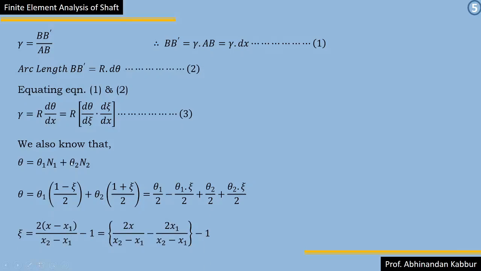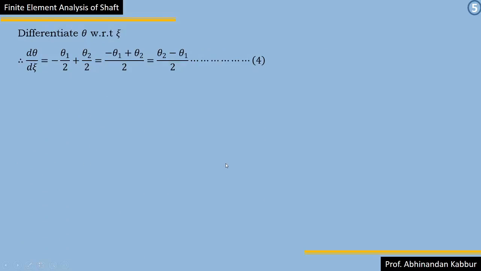Similarly, we know the relation between local coordinates and the global coordinates. When I simplify by taking this 2 inside the bracket and applying LCM to both the terms separately, I am going to get this. Now what I need to do is differentiate this theta with respect to zeta, so that I'll get the first term here, so that I can substitute. Similarly, this zeta I can differentiate with respect to x, so that I can substitute that value here to get that shear strain. So that is what I am doing here.